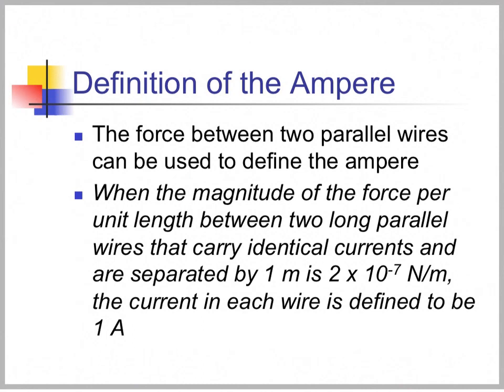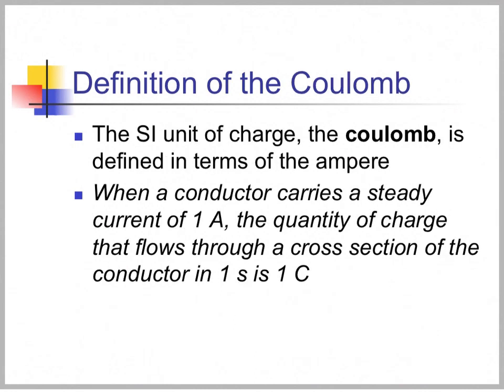And that allows us to define the coulomb. The SI unit of charge, the coulomb, is defined in terms of the ampere. When a conductor carries a current of 1 amp, the quantity of charge that flows through a cross-section of the conductor in 1 second is 1 coulomb.